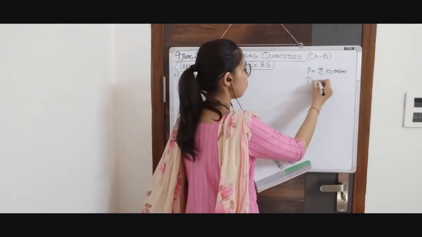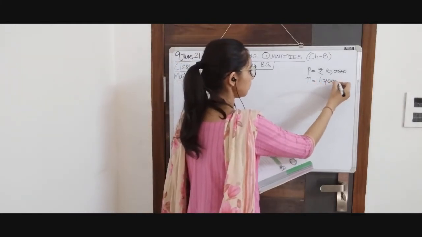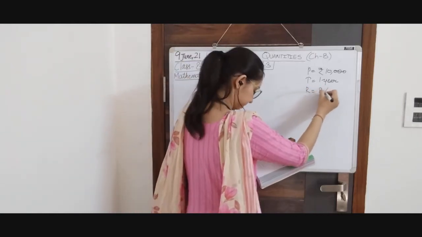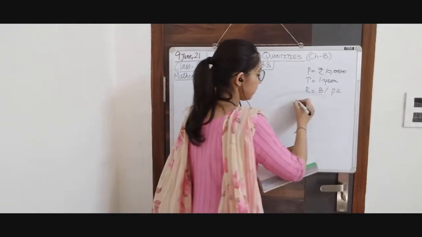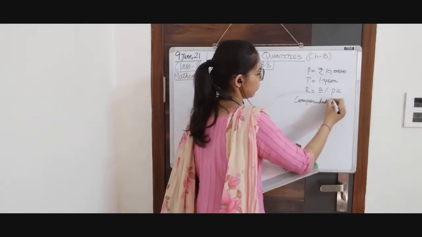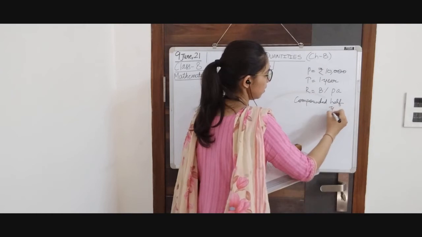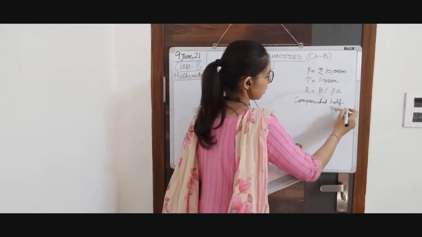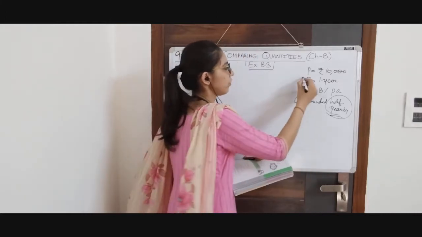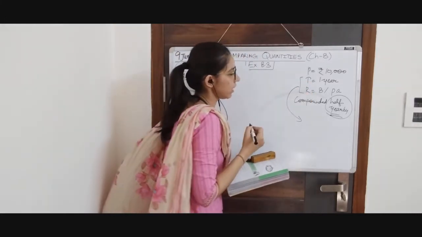Time is 1 year. R is 8% per annum, compounded half yearly. Most important term in your compound interest question: compounded half yearly. It means we have to change T and R.